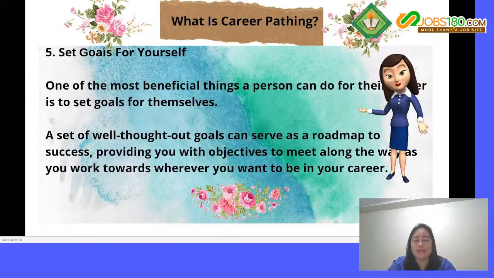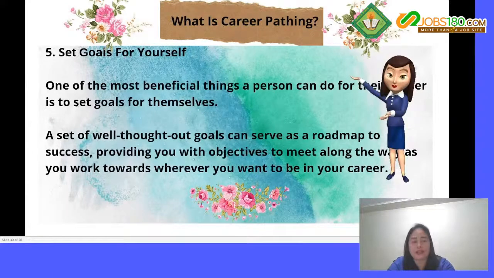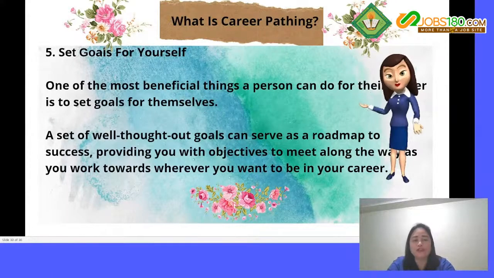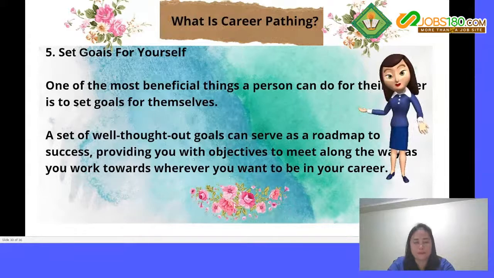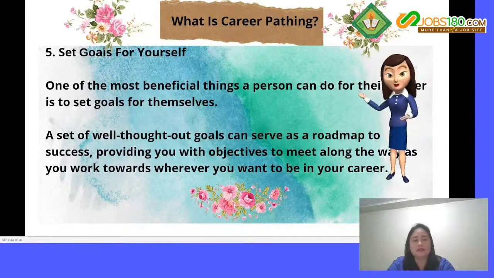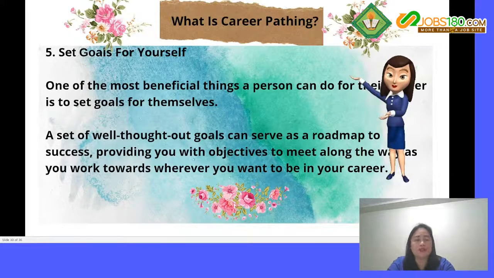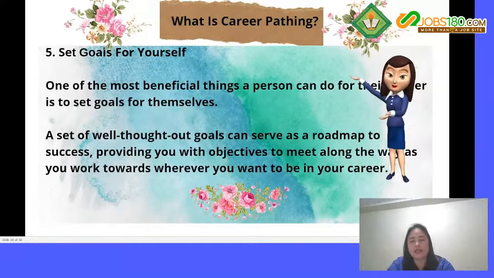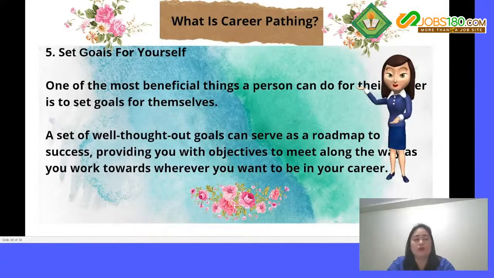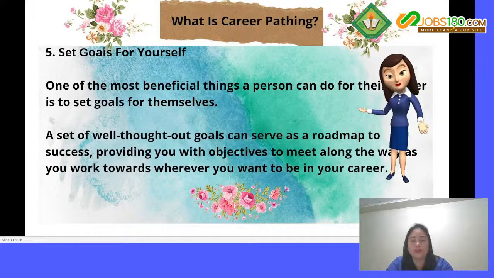Next, 5, set goals for yourself. Okay. One of the most beneficial things a person can do for their career is to set goals for themselves. Okay. A set of goals can serve as a roadmap to success, providing you with objectives to meet along the way as you work towards wherever you want to be in your career.